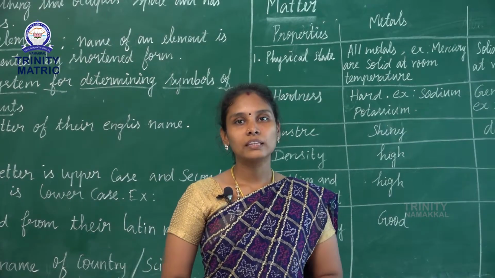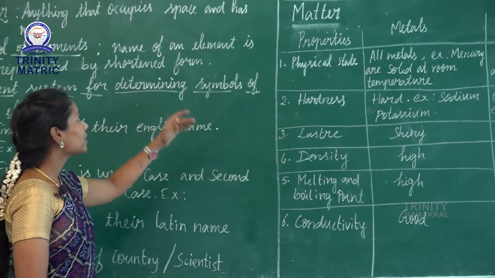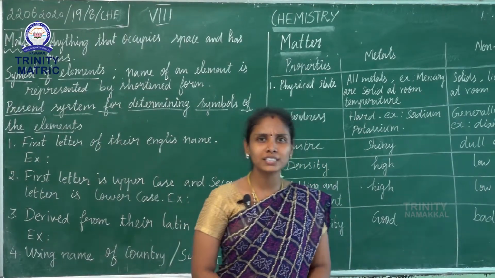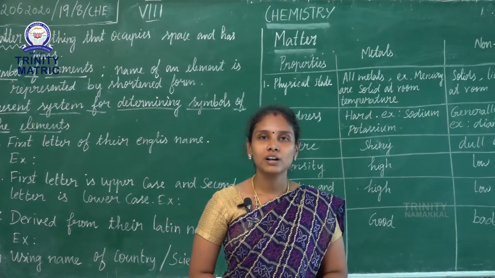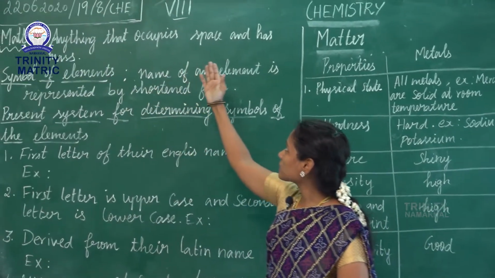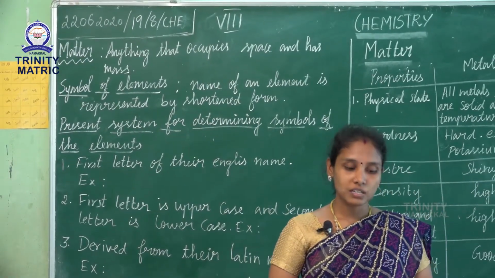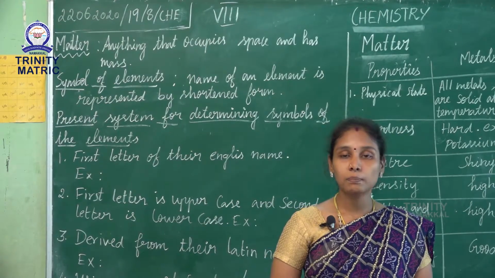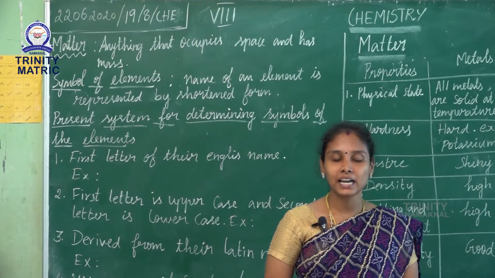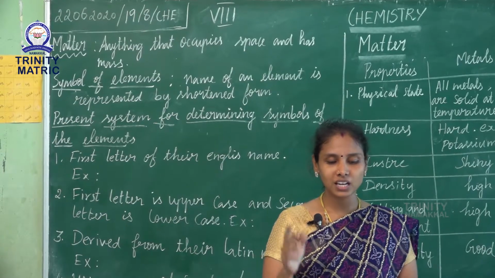Dear students, in this session we are going to see 8th standard chemistry. The topic is matter. So already you know the definition of matter. The definition of matter is anything that occupies space and has mass. The various objects which exist around us are made up of some kind of matter. Heat, light and sound occupy space but do not have mass. So hence these are not matter.